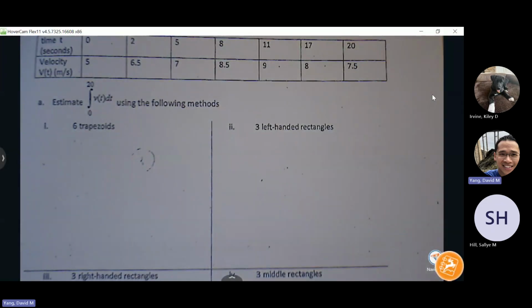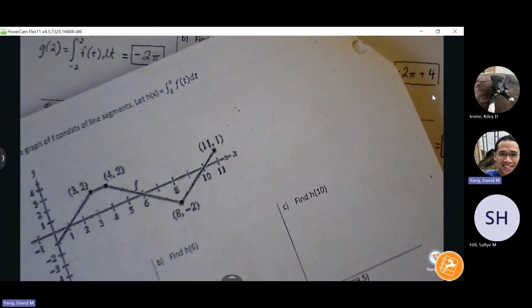On page three. Yeah, I'm a little confused. I'm trying to find the absolute extrema. Like, how do you know which ones to use?